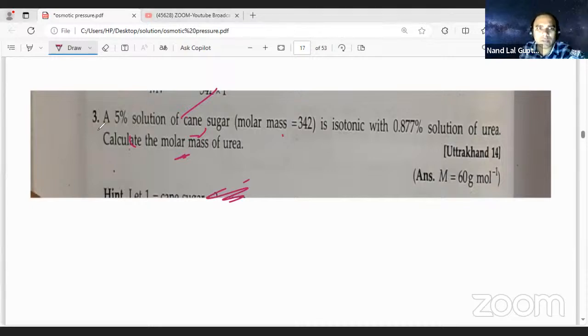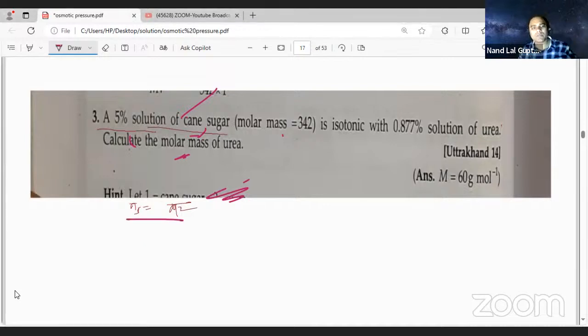Okay, see, a 5% solution of cane sugar. So if you are writing this one, pi 1 is going to be equal to pi 2. Isotonic means this is the urea. So cane sugar, this is the sugar and this is the urea. Pi 2 is going to be for the urea. This you need to know.